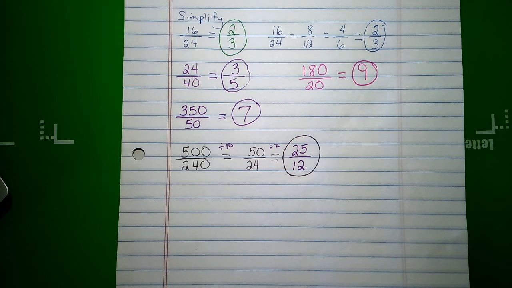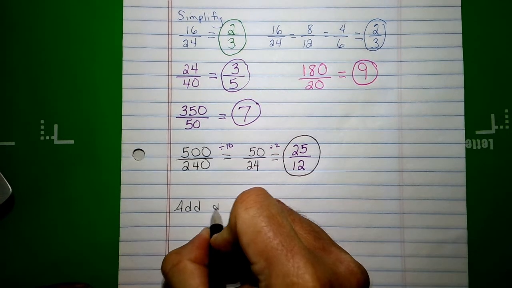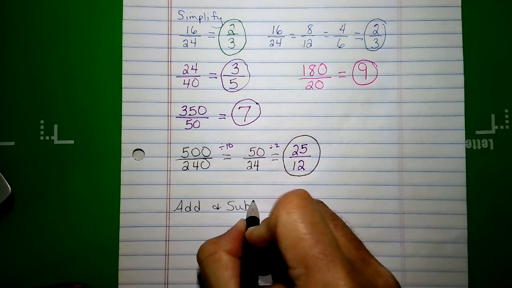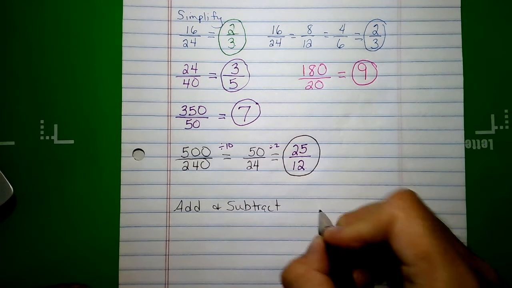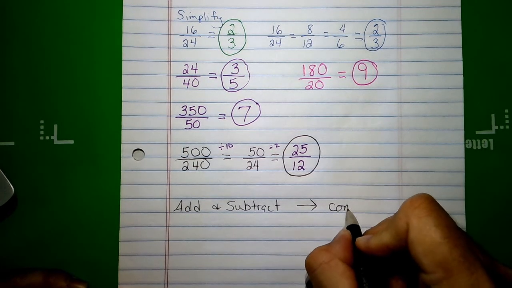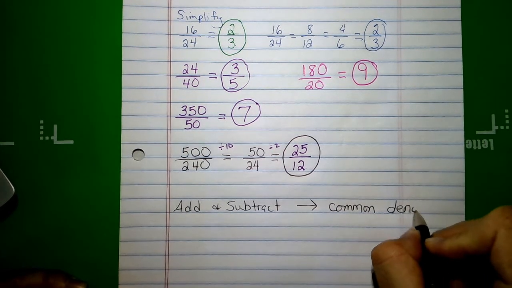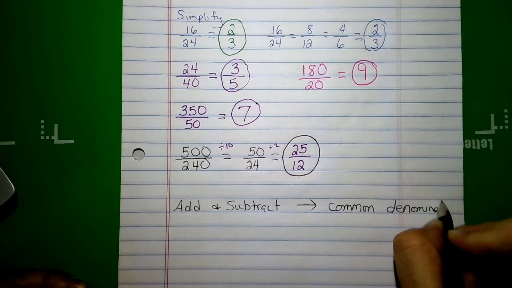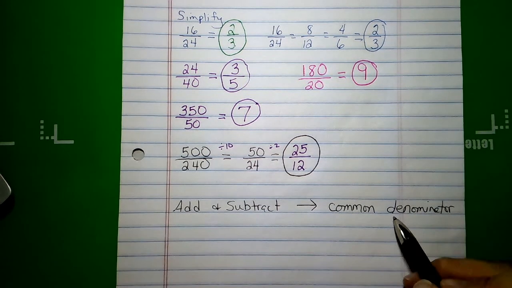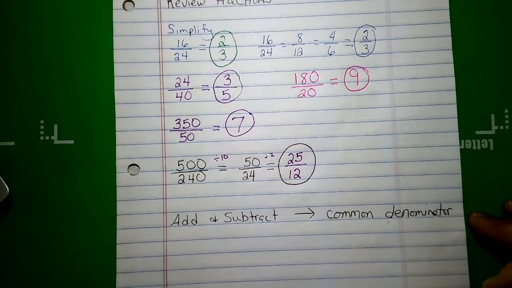Now, let's review adding and subtracting fractions. To add and subtract fractions, I bet y'all remember this phrase, you've got to always have a common denominator. Remember, denominator is the number on the bottom. Denominator starts with the letter D, just like down. So that's how you can remember it.